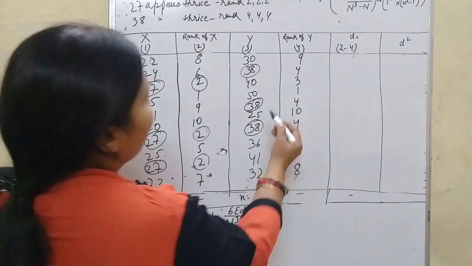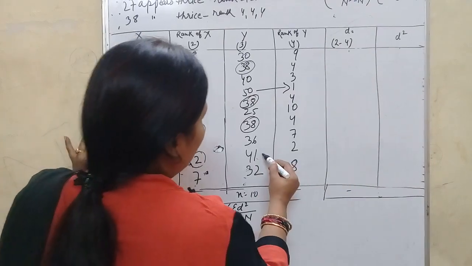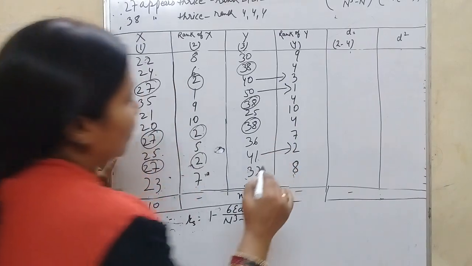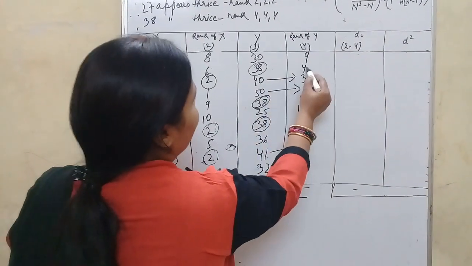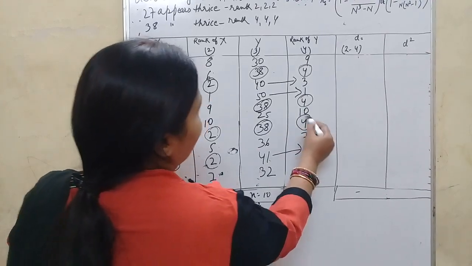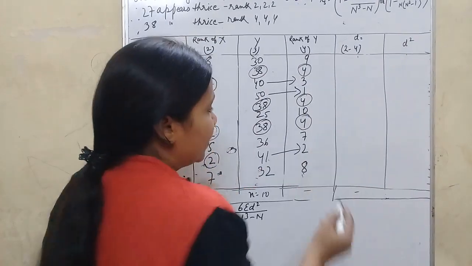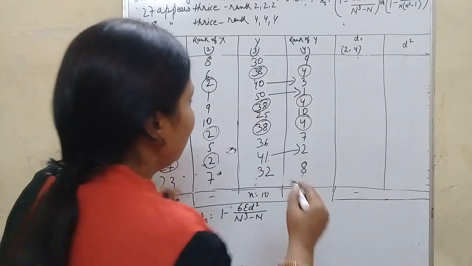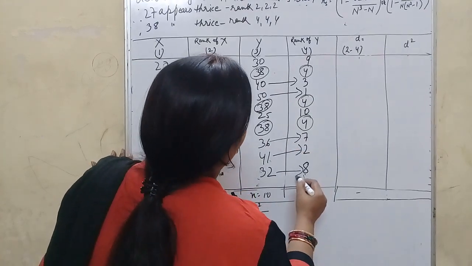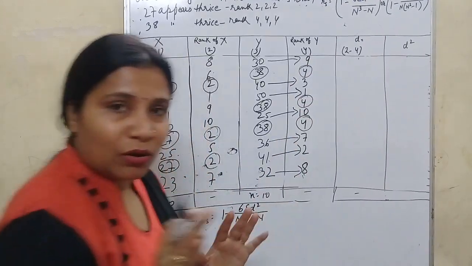Then first rank is given to 50. Here you see, second rank is given to 41. Third rank is given to 40. Fourth rank is given to 38 here, 38 here, and 38 here. Then 1, 2, 3, 4, 5, 6. Then what next rank will come? 36 as 7, 32 as 8, 30 as 9, and 25 as 10. Okay, you got it?